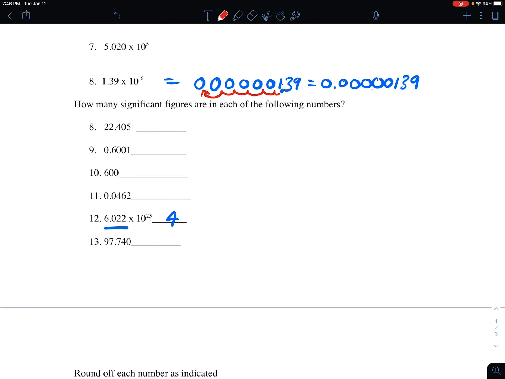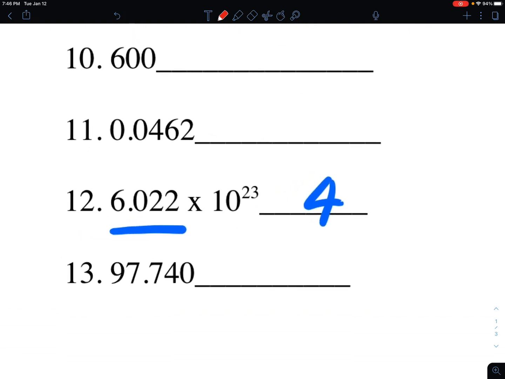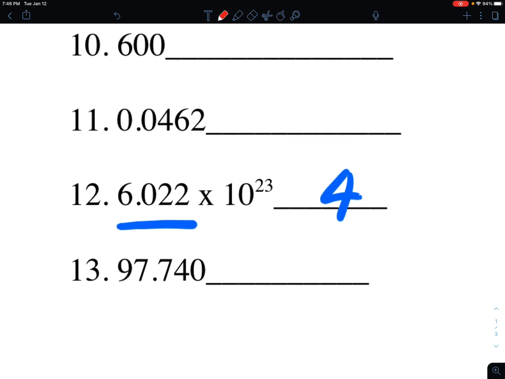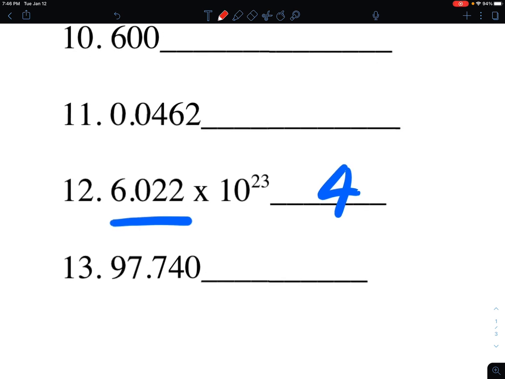The next few questions, you have to say how many significant figures are in each of those numbers. Now, we practiced this in class, but I want to just look at number 12. Number 12, 6.022 times 10 to the 23. That number is going to become very meaningful and useful to us later on in the year. But we don't need to worry about the 10 to the 23 in terms of significant figures. We're just going to look at the 6.022, and we've got 4 significant figures there.